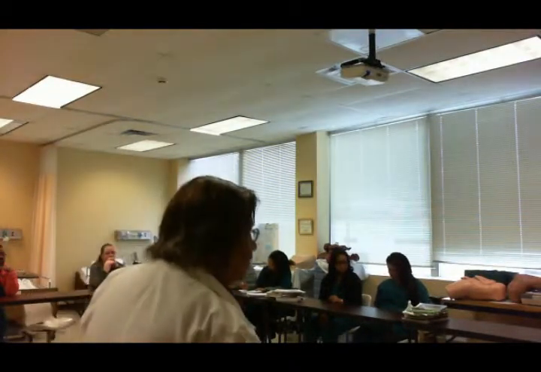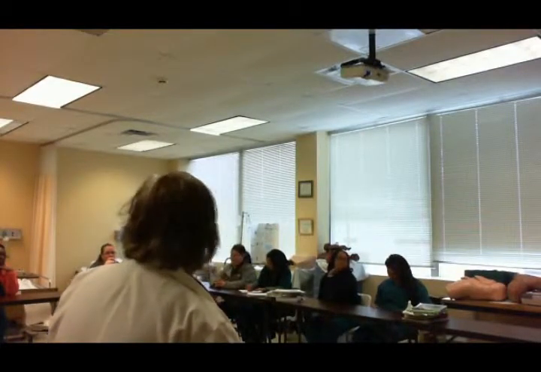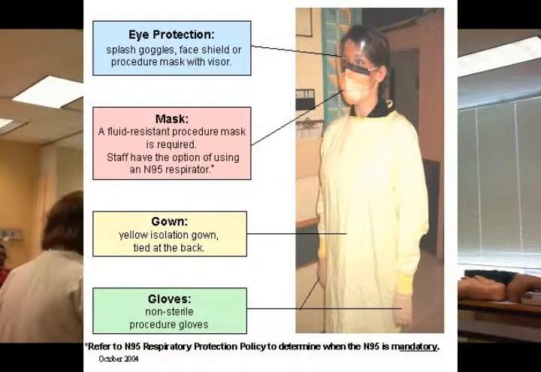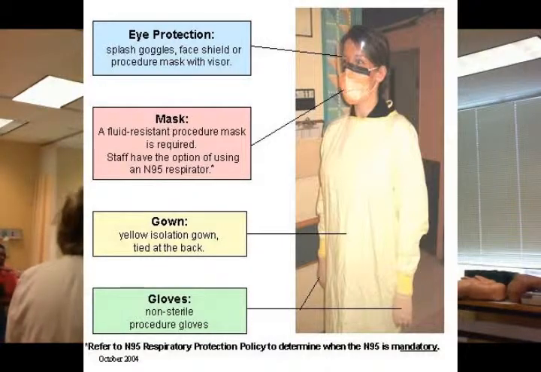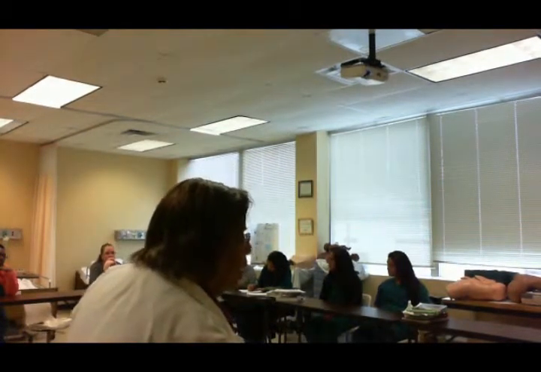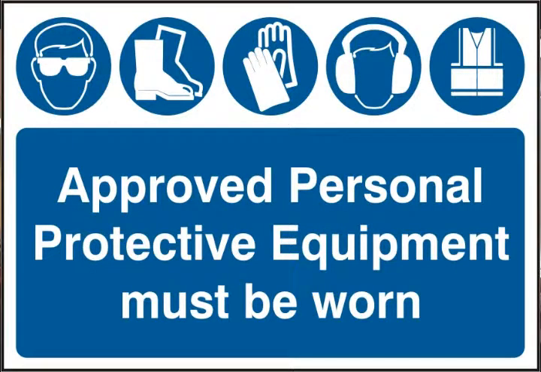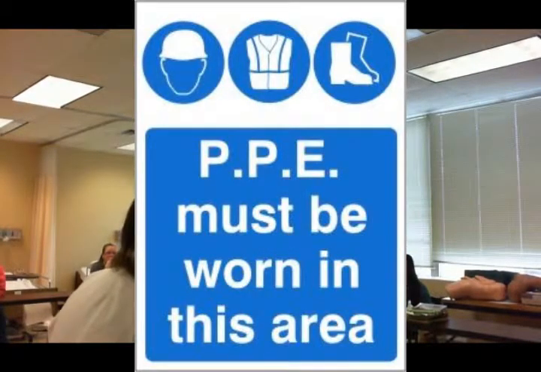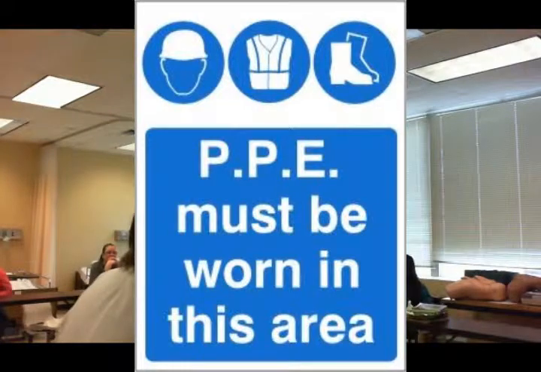Then we come to personal protective equipment, otherwise called PPE. PPE includes a mask, a gown, gloves, shields, things that will protect us from getting the infection. You will see this when you go to do your clinical. Outside the room you'll find a poster like this, and it will tell you whether you need a mask, a glove, or a gown. Whatever you need, you follow what is written there.